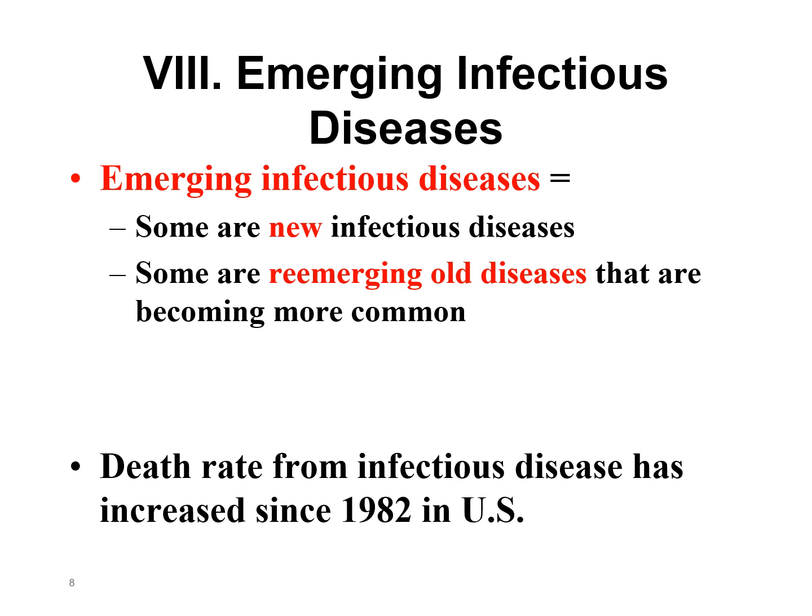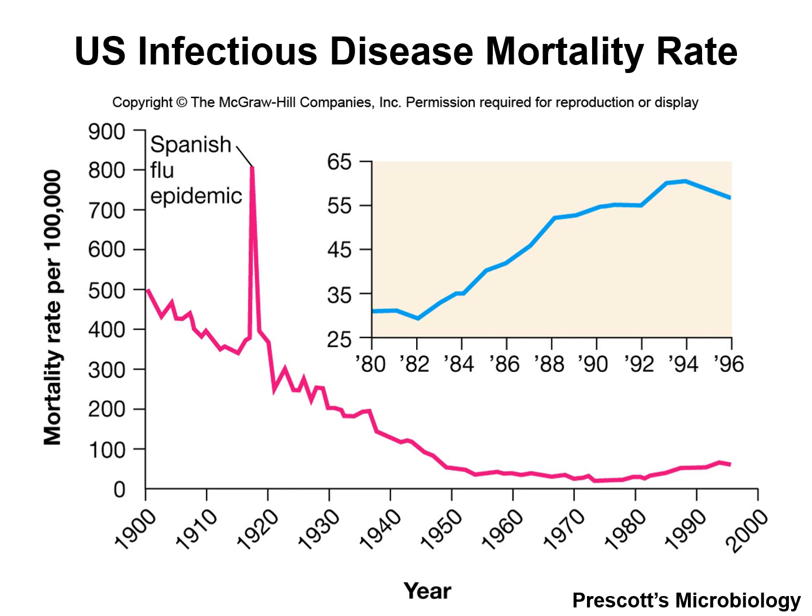And let's take a look at the death rate from infectious diseases in the U.S. So here's the infectious disease mortality rate in the US, and you can see that around the turn of the century it was pretty high. And then you can see this big spike with the 1918 Spanish flu epidemic that killed a lot of people.